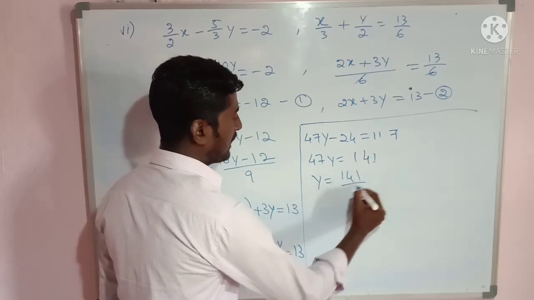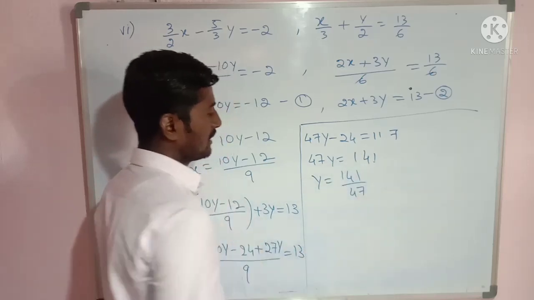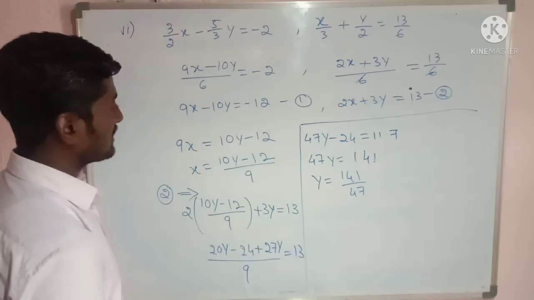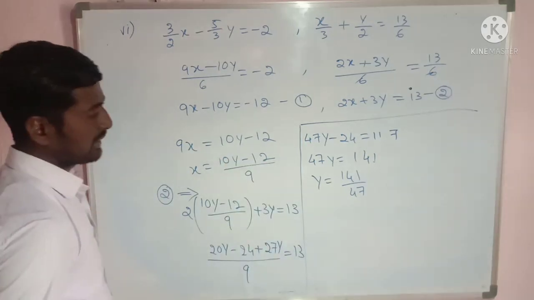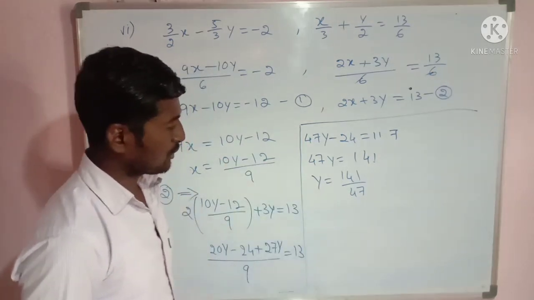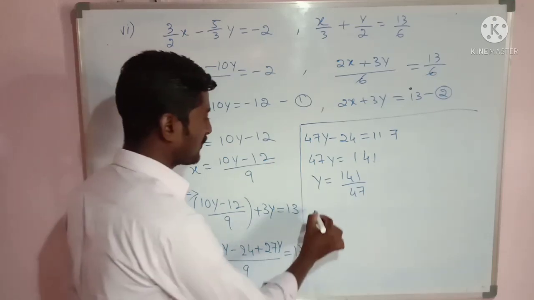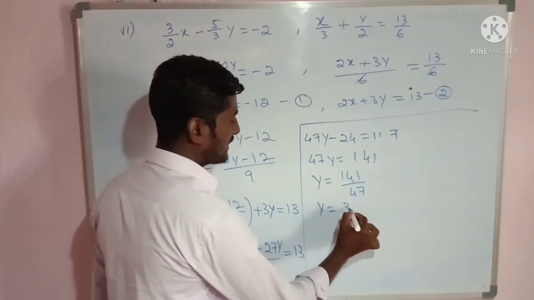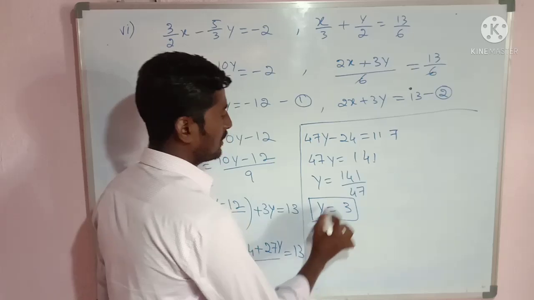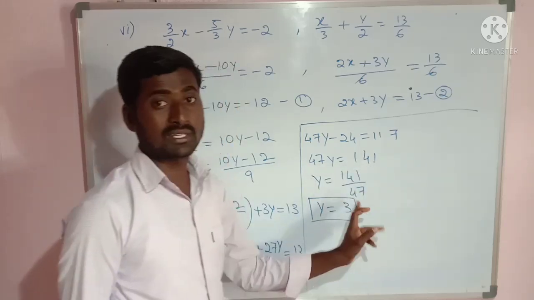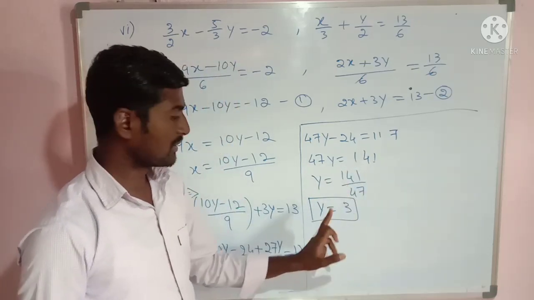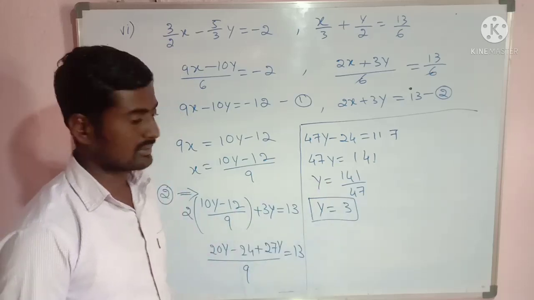Now y is equal to how much? 141 divided by 47. Now 47 3s are how much it is? 7 3s are 21. 4 3s are 12 plus 2, 141 it is. Therefore I got the value of y as 3. 141 divided by 47. 47 3s are it is 141. So therefore y equal to 3 I got.